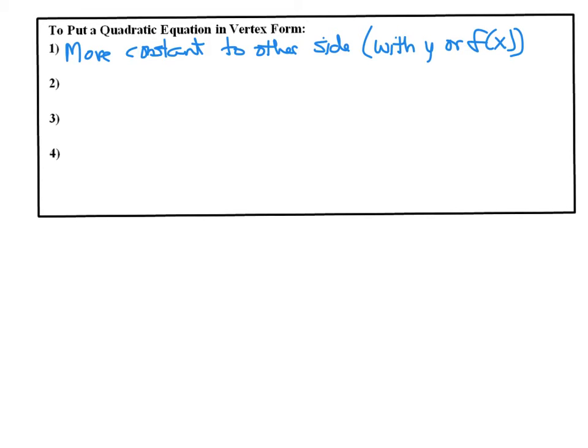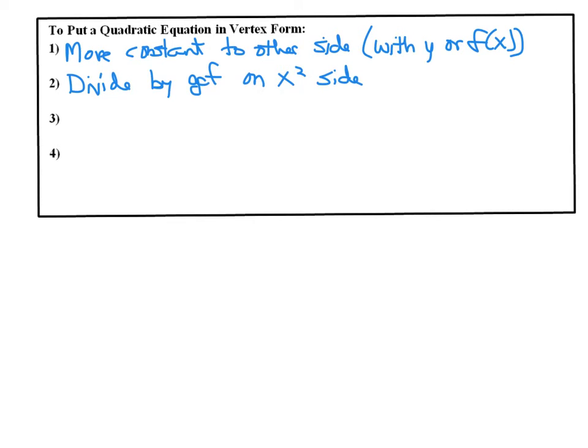My second step is to divide out any GCF. This one didn't have one, on the x squared side. Now technically we're not going to divide both sides by that number. Instead we're going to keep it in the equation as a GCF. We'll see a couple examples of that on the next page.